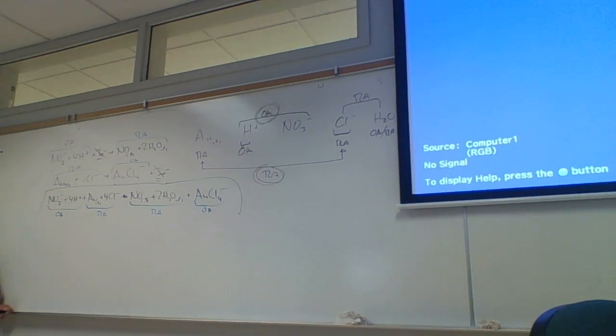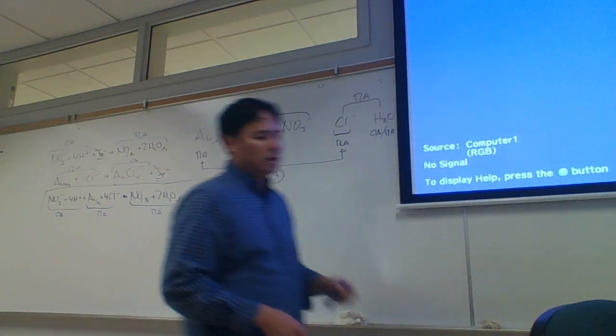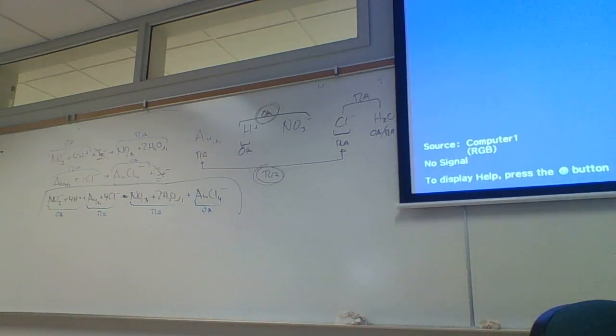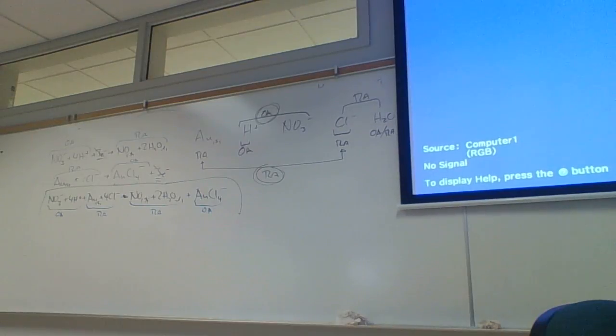Which side is stronger? Which side's weaker? And so we just consult the chart. What's a more powerful oxidizer, nitrate and acid, or gold, the complex? Let's take a look.